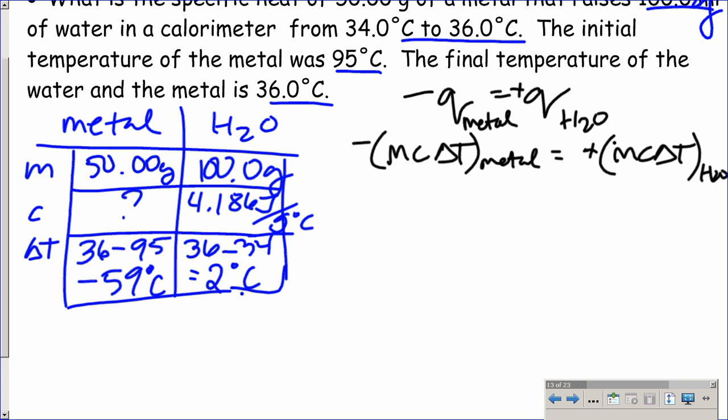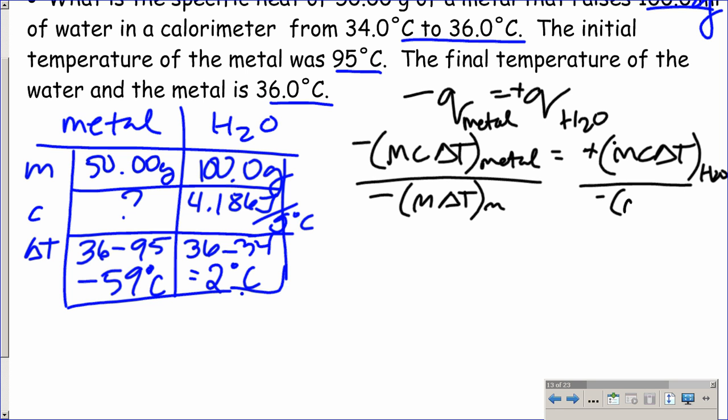Isolate C for me. Which C are we isolating? So what am I dividing by? Negative MCAT of metal, so divided by negative MCAT of metal. So the negatives cancel here, the M's cancel here, the delta T's cancel here. We are stuck with C of metal. Yay! And we are plugging in this big honkin' fraction. All right, so as long as you labeled it water and metal, you cannot get it confused. You can if you really try, but don't try. Get it right. What's the M for the first one? For the numerator?